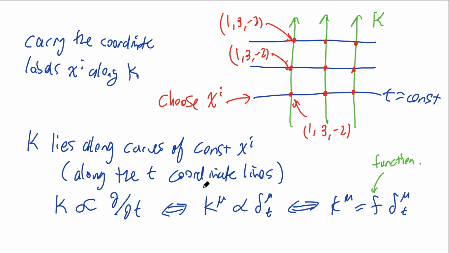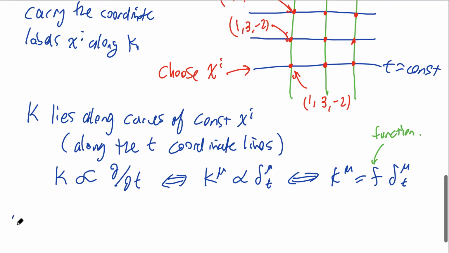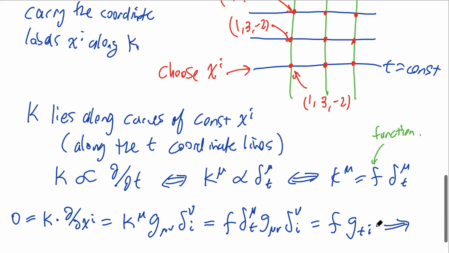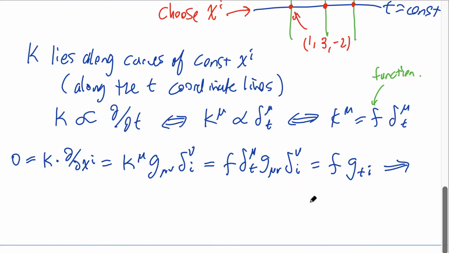Now let's use once again the fact that k is hypersurface orthogonal. So that tells us that k, inner product with any of the spatial basis vectors, must vanish. So this can now be written as k upper mu, g mu nu, times the components of d by dxi, which are delta nu I. And inserting our result for k upper mu, we have f times delta mu t, g mu nu, delta nu I. This is just f times g t I. So now this function f should be non-zero. We assume that the Killing vector field is everywhere non-zero. So this tells us that these components of the metric are all zero. So g t I is equal to 0 in these coordinates.